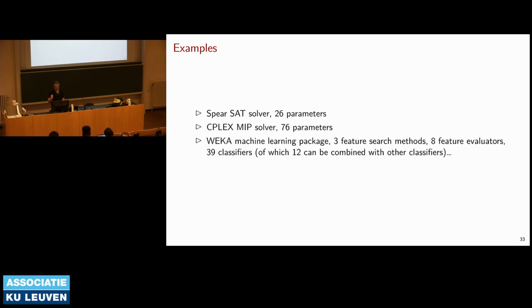Here are some examples. The SAT solver SPEAR, for which I showed you some results way at the beginning, has 26 parameters, so relatively small. If we get to MIP solvers, CPLEX has 76 parameters. This is a couple of years old now, so the number might have changed. And then if we talk about machine learning, for example, the Weka package, which TS has already mentioned at the beginning, then we are talking about a much, much larger space. As I said, potentially these spaces can be infinite.